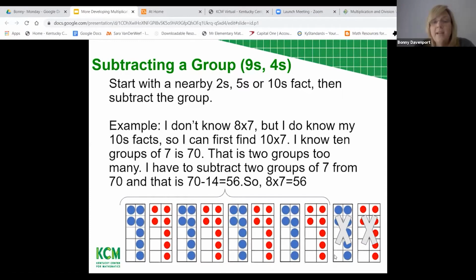So start with the nearby 2s, 5s, or 10s facts, then subtract a group. The student might not know 8 times 7, but they do know their 10s facts. So they can find 10 times 7, and that's 70, but that's 2 groups too many. So they have to subtract off 2 groups of 7. And that's demonstrated down there with the 10 frames.